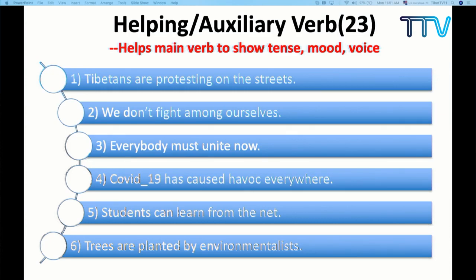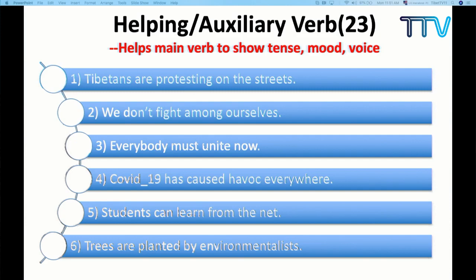I want you to look at these sentences. I'm going to read this. You can also read. Tibetans are protesting on the street. We don't fight among ourselves. Everybody must unite now. COVID-19 has caused havoc everywhere. Students can learn from the net. Trees are planted by environmentalists.